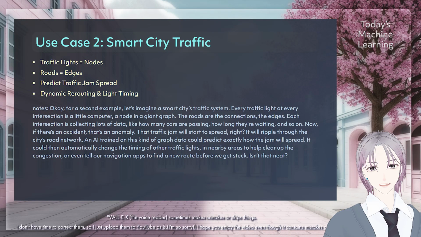Okay, for a second example, let's imagine a smart city's traffic system. Every traffic light at every intersection is a little computer, a node, in a giant graph. The roads are the connections, the edges. Each intersection is collecting lots of data, like how many cars are passing, how long they're waiting, and so on. Now if there's an accident, that's an anomaly. The traffic jam will start to spread, right? It will ripple through the city's road network. An AI trained on this kind of graph data could predict exactly how the jam will spread. It could then automatically change the timing of other traffic lights in nearby areas to help clear up the congestion. It could even tell our navigation apps to find a new route before we get stuck.